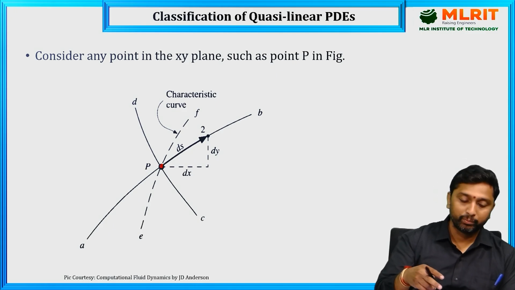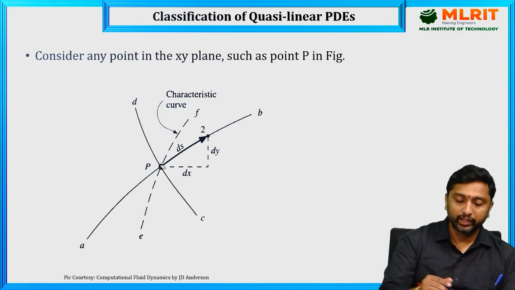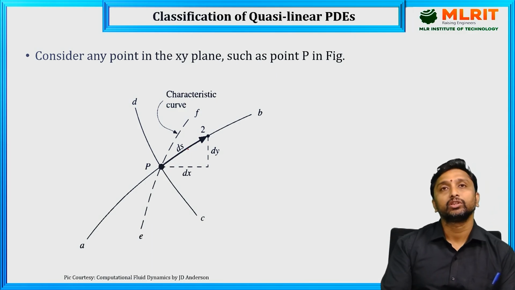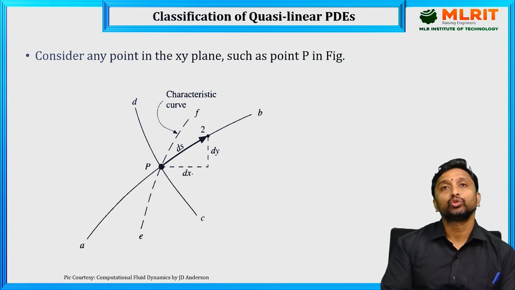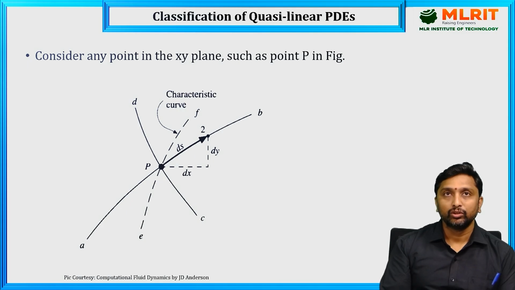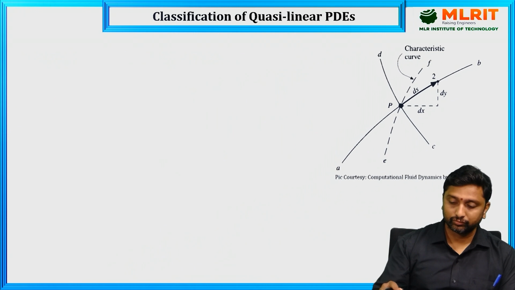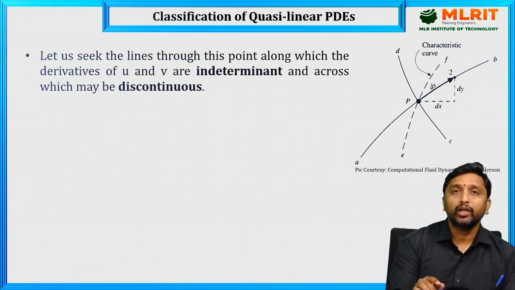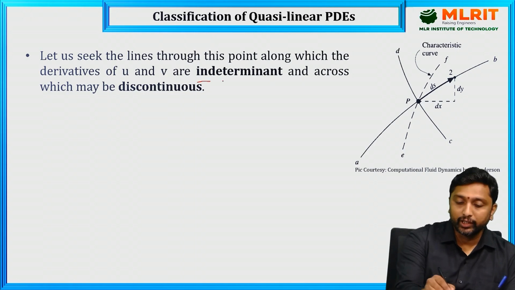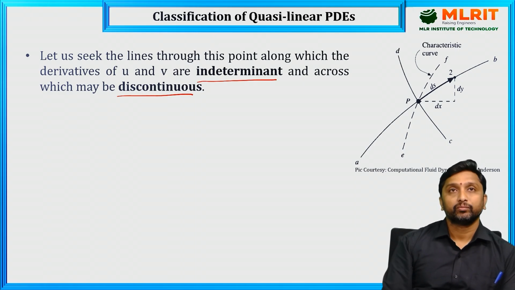So this point P represents an arbitrary point in the space, and ds represents the direction in which the fluid is moving, and then dy by dx is the slope of that particular curve. So here, let us discuss something about indeterminacy and discontinuity in the domain.